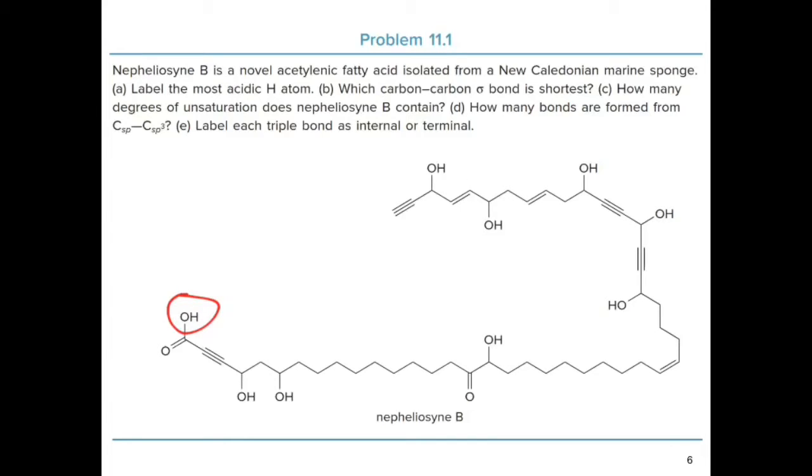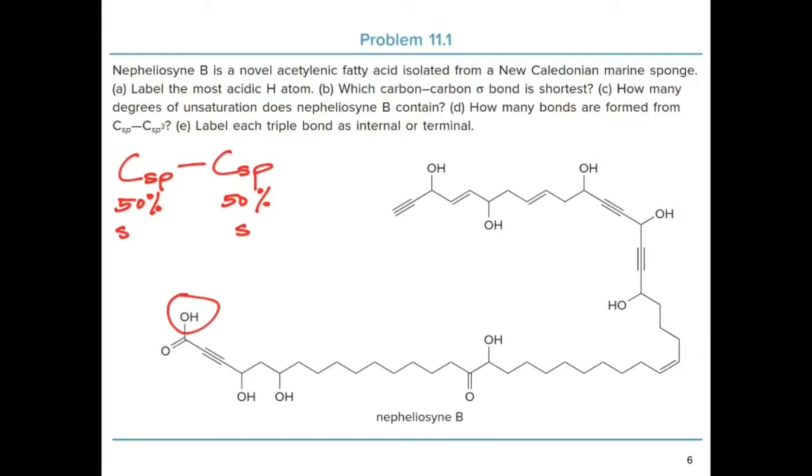And for part B here, it says which carbon-carbon sigma bond is the shortest. So when it comes to the length of a sigma bond, we have to look at the hybridization of the carbon atoms. And so the higher the percent S character, the shorter the sigma bond is. And so when you look at these triple bonds, we have 1, 2, 3, 4 triple bonds here. And these triple bonds contain one sigma bond. And the sigma bond comes from the carbon-carbon sp hybridized carbons. So each of these carbon atoms contain 50% S character. And so that means that they would be the shortest bonds here.